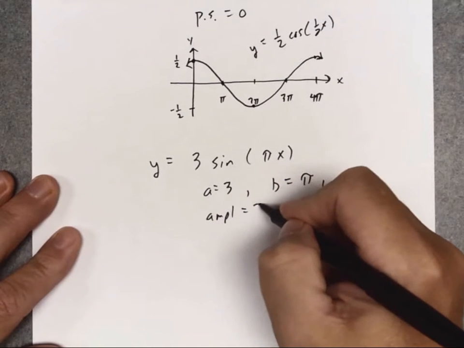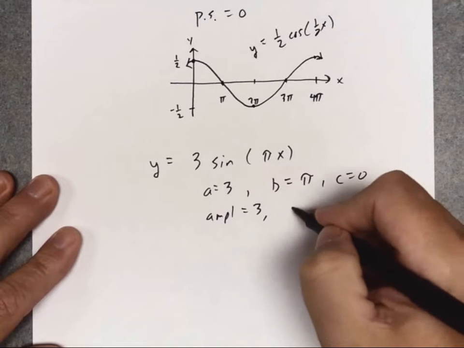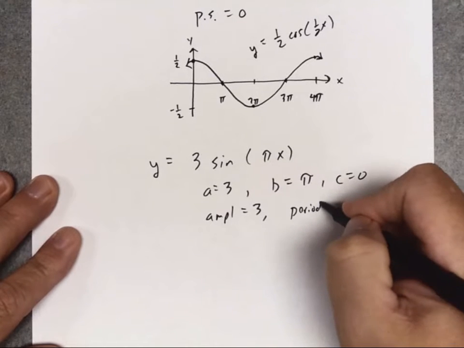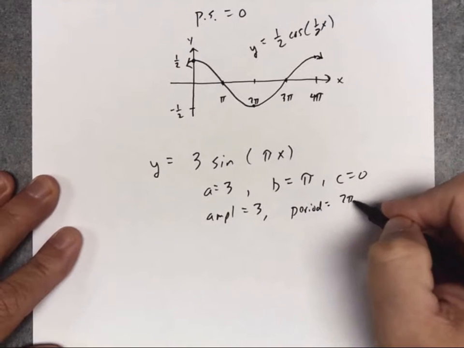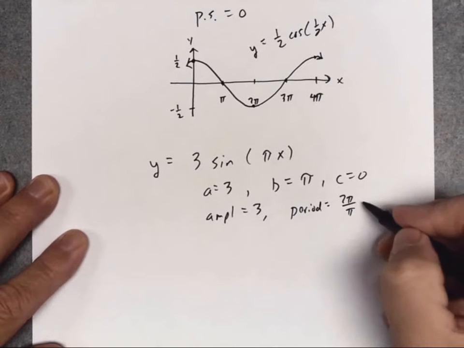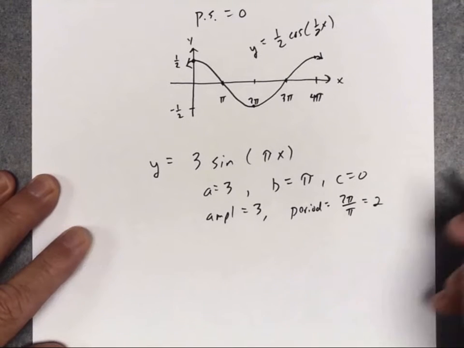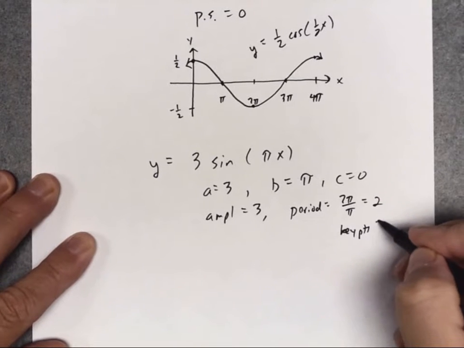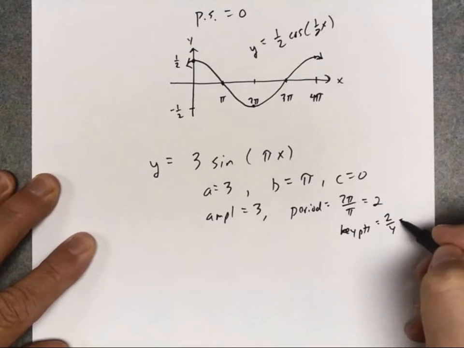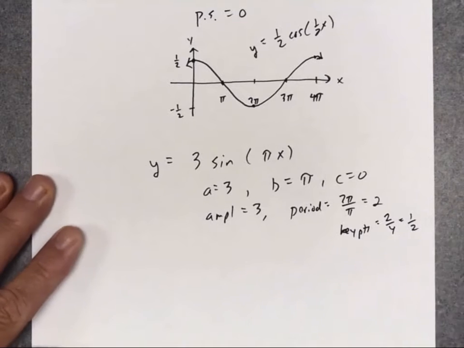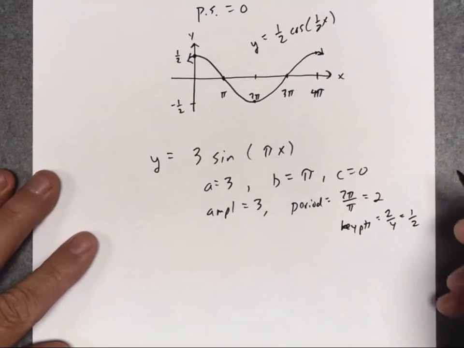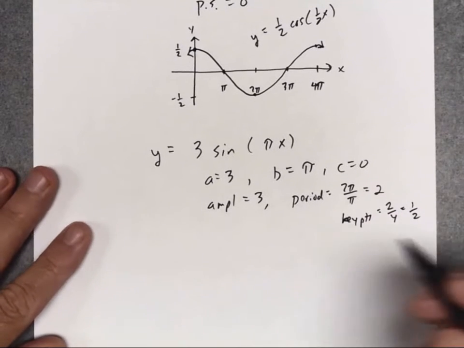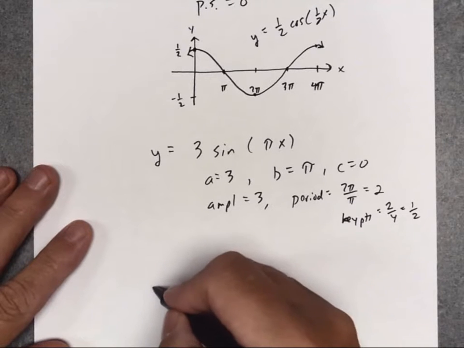So the amplitude is going to be 3. The period is 2 pi over pi, which means the period is 2. And now the key points is 2 over 4. Key points are going to occur every 1/2. And of course, there's no phase shift. So what would a graph like this look like?